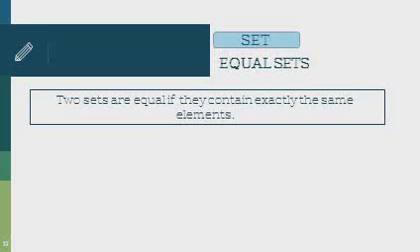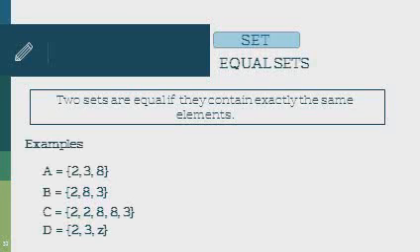Two sets are equal if they contain exactly the same elements. Examples. Set A is {2, 3}, set B is {3, 2}. Is A equal to B? Yes, because the arrangement is not important.